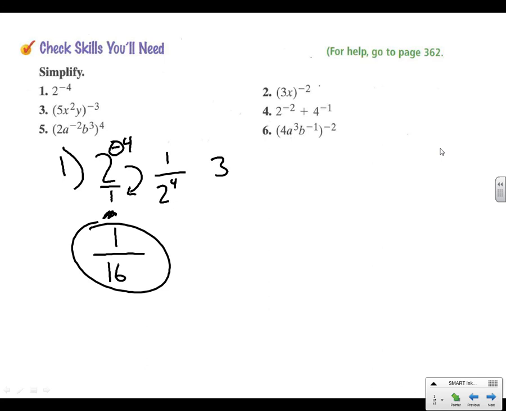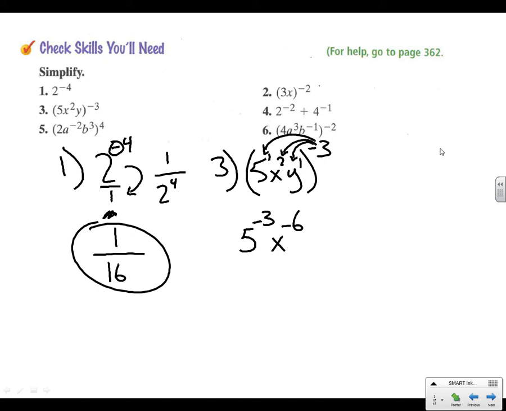And then let's take a look at 3. 5x squared y is inside the parentheses, negative 3 on the outside. Alright, so let's start by distributing that negative 3 into all of the exponents here. Remember that there's a 1 and a 1 here as those exponents. So we're going to get 5 to the negative 3, x to the negative 6, 2 times 3, and y to the negative 3. So these are all going to end up in the denominator, 1 over 5 cubed, x to the 6th, y to the 3rd.